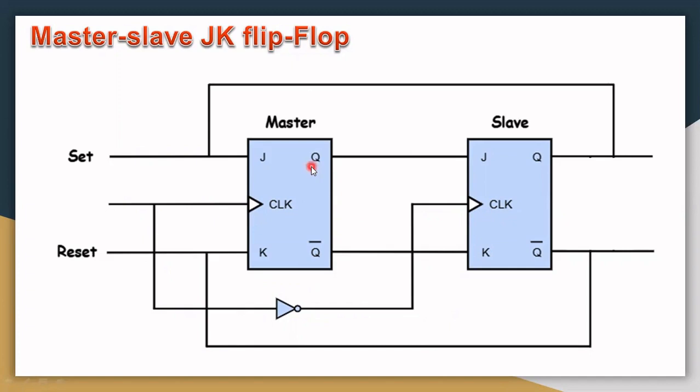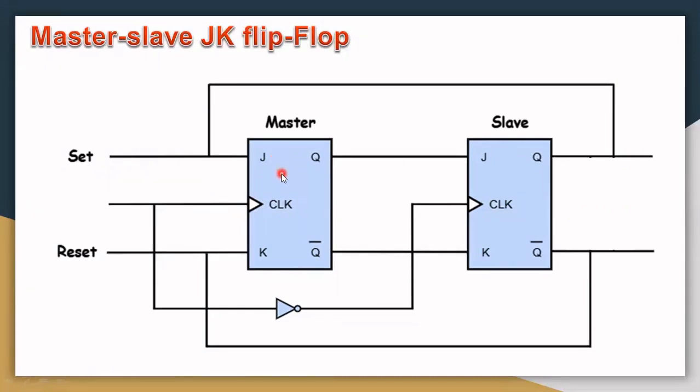and the output Q of the first flip-flop is connected to the input J of the second flip-flop, and the output Q dash of the first flip-flop is connected to the input K of the second flip-flop. The final output is fed back to the input: Q fed back to J and Q dash fed back to K. So the second one acts as a slave and the first flip-flop acts as master. Therefore, it is called a master slave flip-flop.